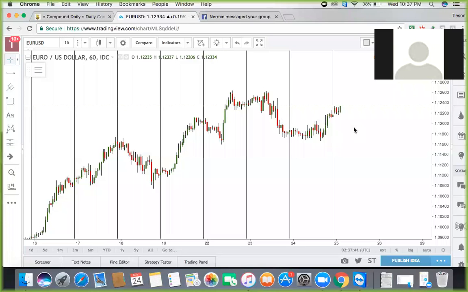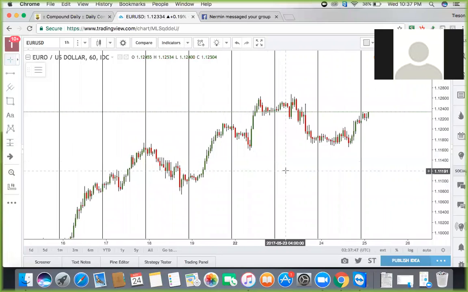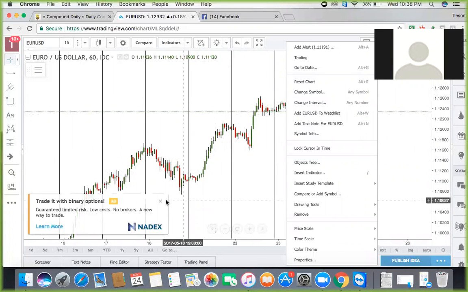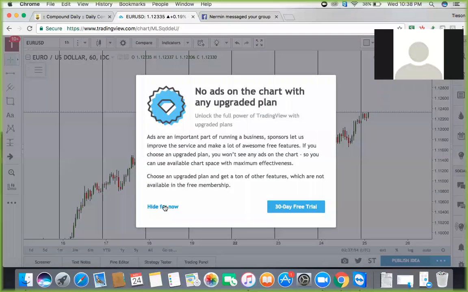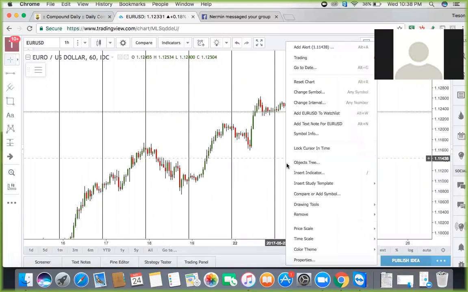All right, so the first thing that I do when looking at a chart, this is just a blank chart, is I make sure my session breaks are on. These session breaks are for intraday trading, which is trades that you're holding only on about a day-to-day basis.